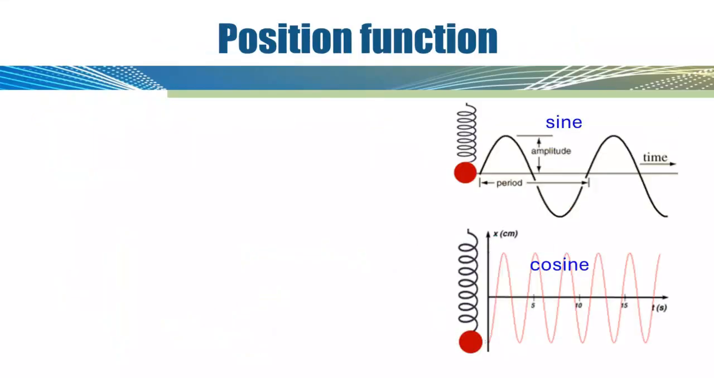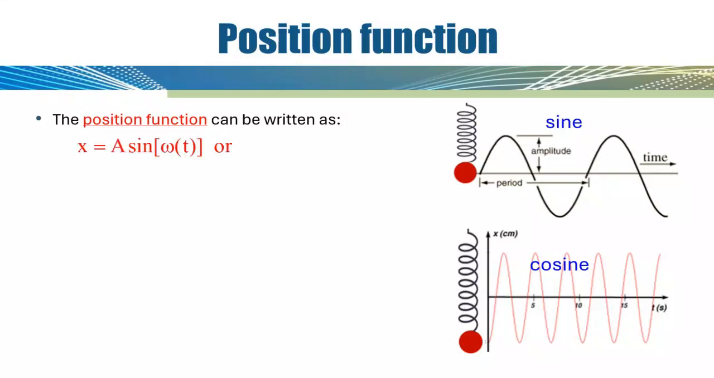We can also write an equation that describes the location of the mass at any time during its oscillation. This equation is called the position function. The position function can be written in the form of x equals A sine of omega t or x equals A cosine of omega t. Let's look at each part of this function.